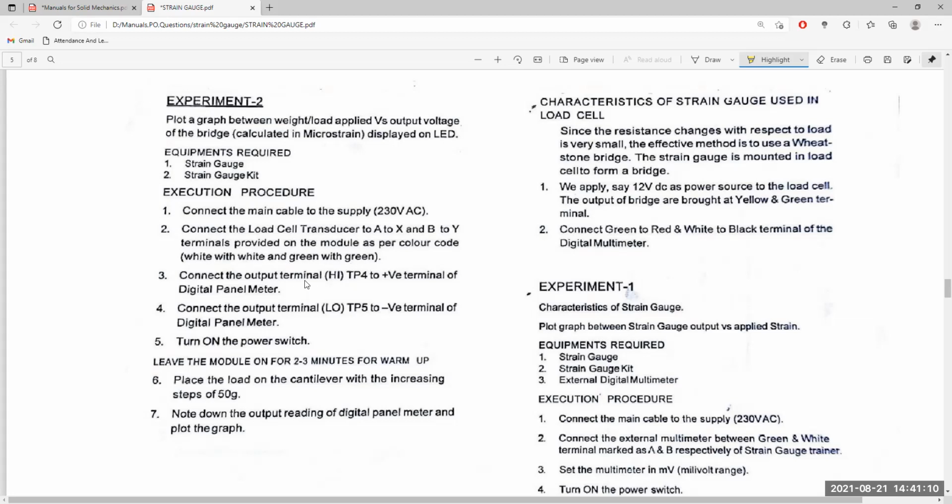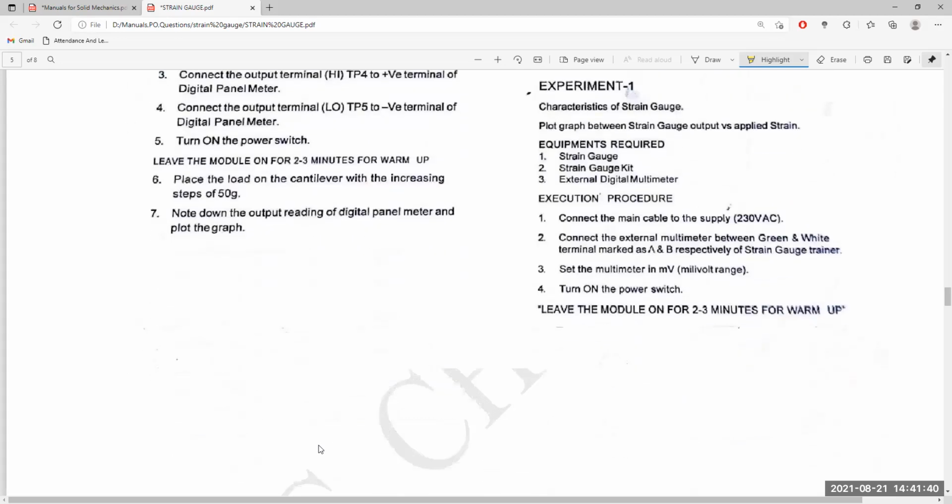Connect the output terminal to the positive terminal of the digital panel meter, and connect the other output terminal to the negative terminal of the digital panel meter itself. Turn on the power switch. Leave the module for 2 to 3 minutes to warm up. Place the load on the cantilever in increasing steps of 50 grams. Now, note the output reading of the digital panel meter and record the result.